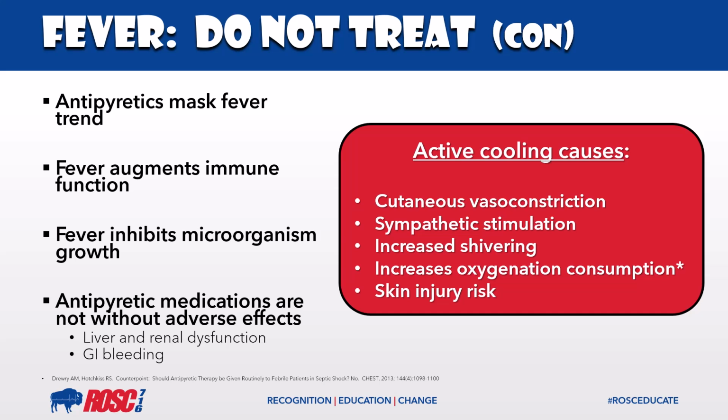They're also concerned about the adverse effects of some of these antipyretic medications: liver and renal dysfunction, GI bleeding. And then we could get into the concerns with active cooling. So they point out that active cooling causes cutaneous vasoconstriction. It stimulates the CNS, the sympathetic nervous system. It increases shivering. Shivering alone increases oxygen consumption.